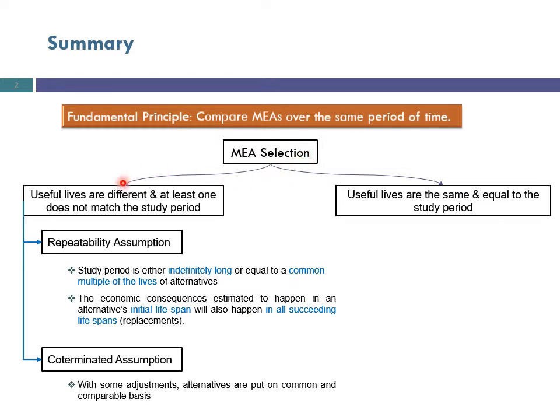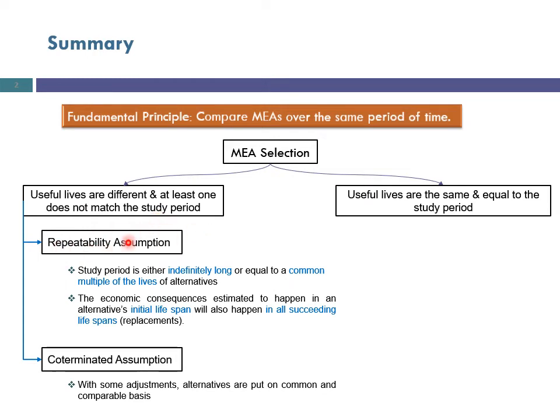But there is a different case, the second case, where the useful lives of the projects can be different from each other, and these useful lives can be different from the analysis period, the study period. If this is the case, then we still need to compare the alternatives over the same period of time. So by making some assumptions, we can perform similar analysis. And what are these assumptions? The first assumption is the repeatability assumption, as we talked about previously.